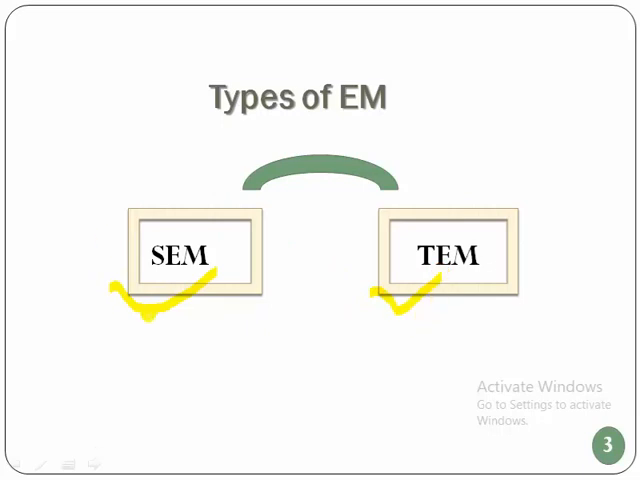Now what is scanning electron microscope? What is the difference between scanning electron microscope and transmission electron microscope? Scanning electron microscope is used to visualize the surface of the object. It will give information about the surface, you can say the outer surface. But TEM, transmission electron microscope, can give information about the inner structure. You can measure the inner structure of material by transmission electron microscope. So today we will see SEM, scanning electron microscope, in detail.